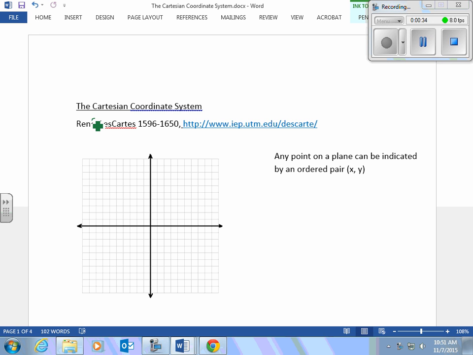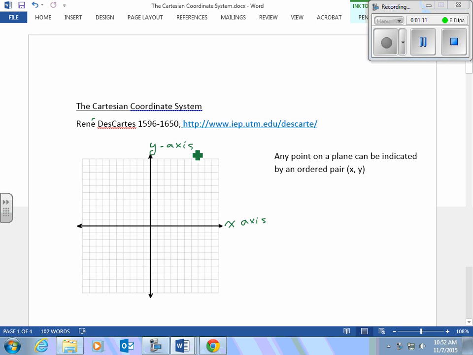There's actually kind of a neat story. It may be myth, maybe fact, about him lying in bed and looking at the fly spots on the ceiling and how he came up with the plan for this system. What he realized was that any point on a two-dimensional plane could be indicated by an ordered pair. We call the ordered pair x and y. The x-axis is the horizontal axis, or the independent variable when you're comparing two different variables, and the vertical axis is called the y-axis.